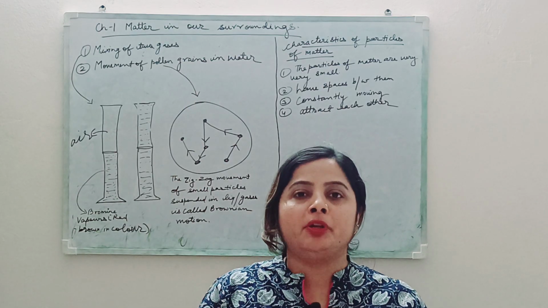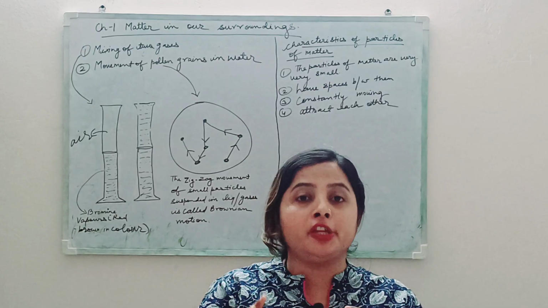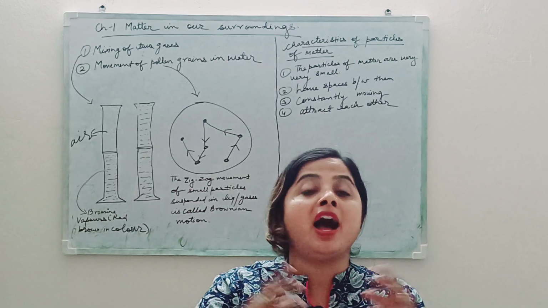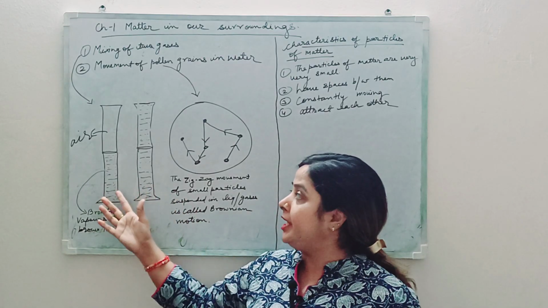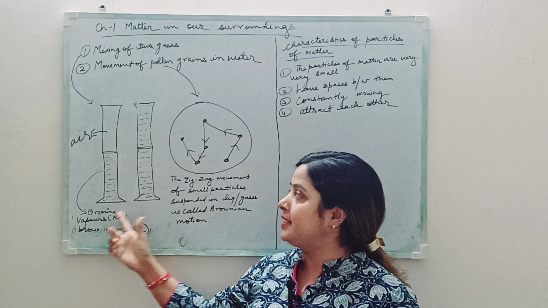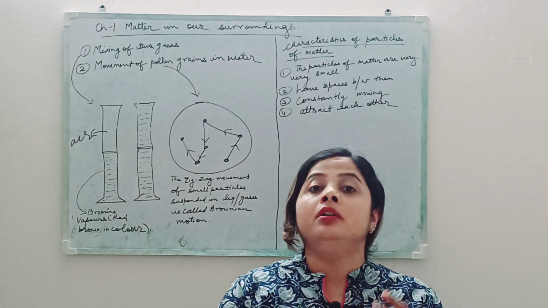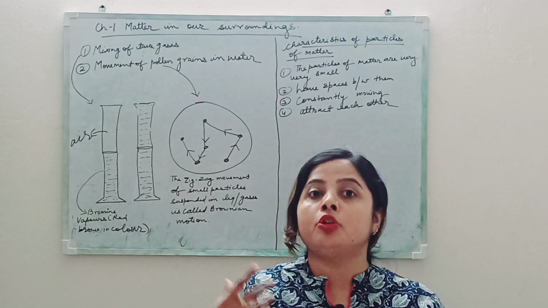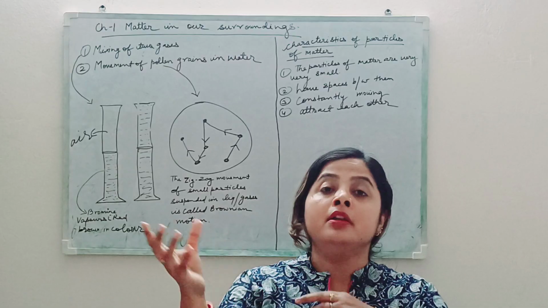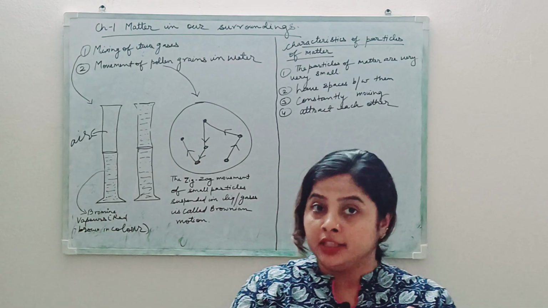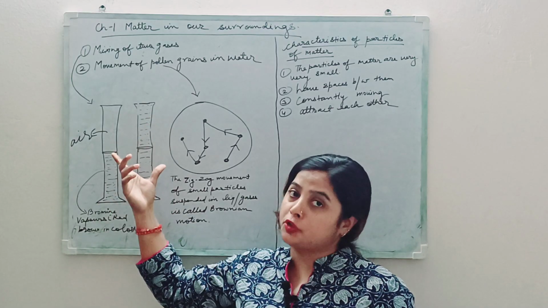The reason is that the particles, or you can say atoms or molecules, in bromine vapors have high kinetic energy. That is why they can move upwards against the gravity. I hope you have understood this thing, that the particles, or you can say the molecules of bromine vapors, have high kinetic energy. That is the reason they can move upward, against the force of gravity.